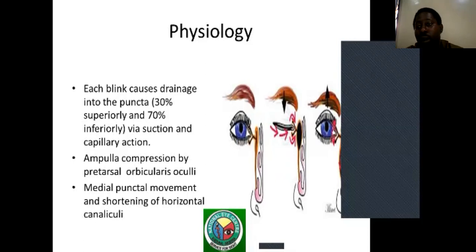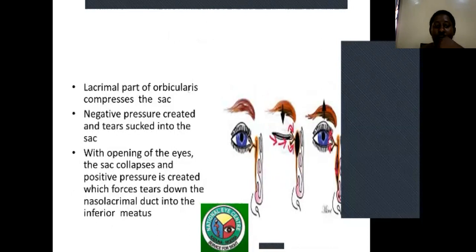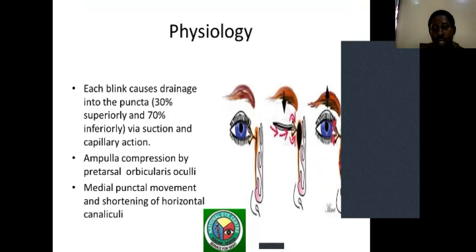Now, with that, as there is a compression with a blink reflex, the ampulla is compressed by the pre-tarsal portion of the orbicularis muscle. And then there's a medial movement of the punctum, which causes a shortening of the horizontal canaliculi, which is represented in this diagram. And subsequently, tear film is drained into the sac.